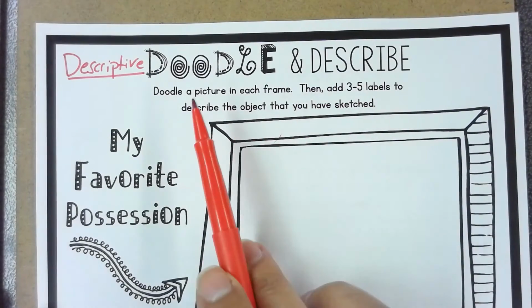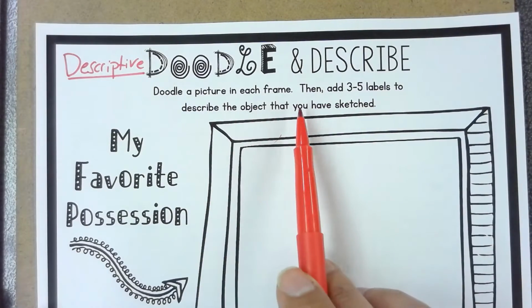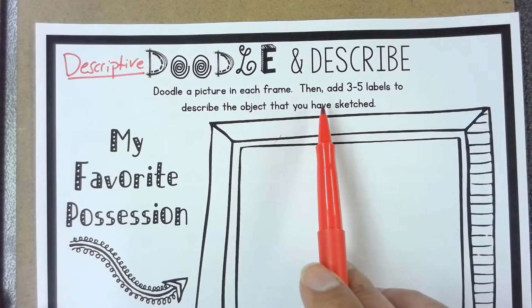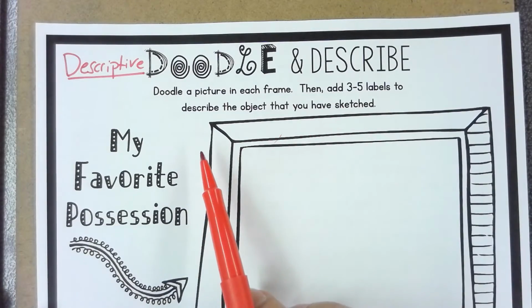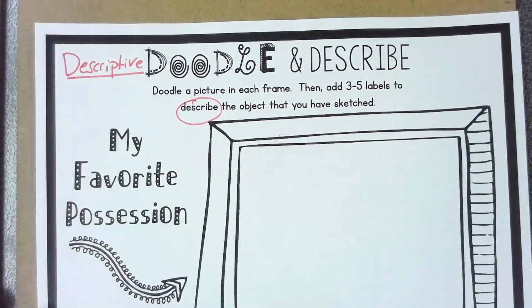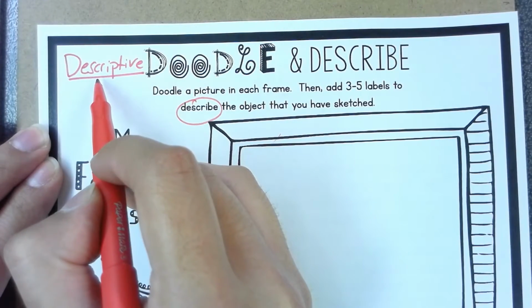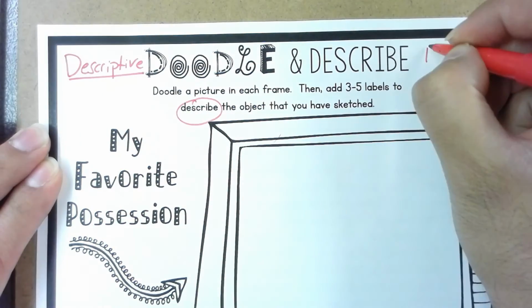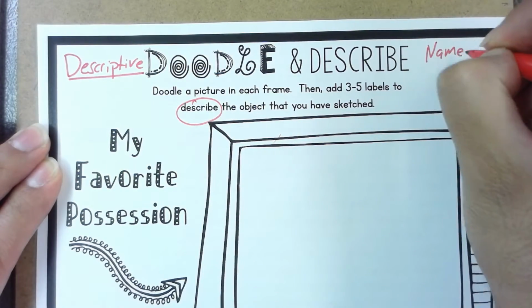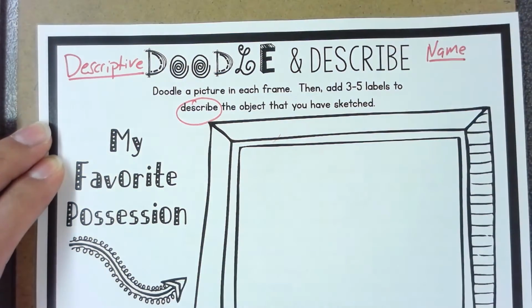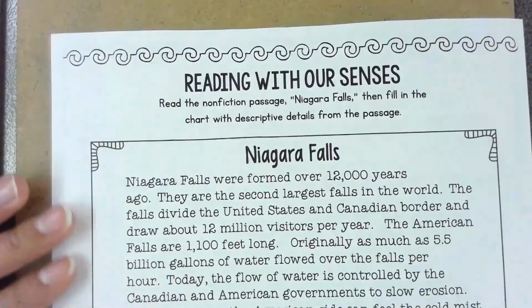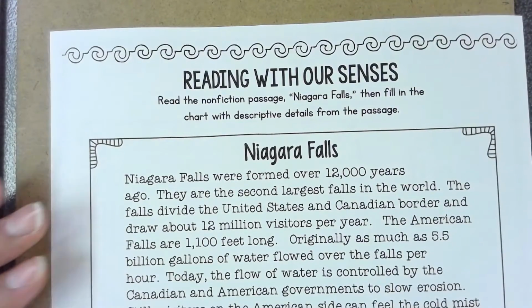It says doodle a picture in each frame. You're going to illustrate, then add 3 to 5 labels to describe the object that you have sketched. Please make sure that you write the word descriptive and then write your name. When you're done, please make sure that you turn this into the turn-in bin, and don't forget there's a back that you'll be filling out with me as well.